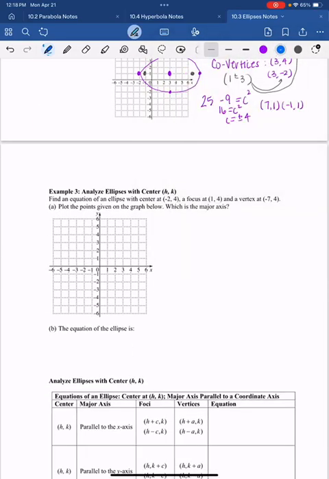All right, here we go. So we're going to find the equation of an ellipse with a center at negative 2, 4, a focus at 1, 4, and a vertex at negative 7, 4. Plot the points, and then one thing I think is super helpful is to figure out the major axis. So what I really need to know is the x radius, the y radius, and then I need to know c.